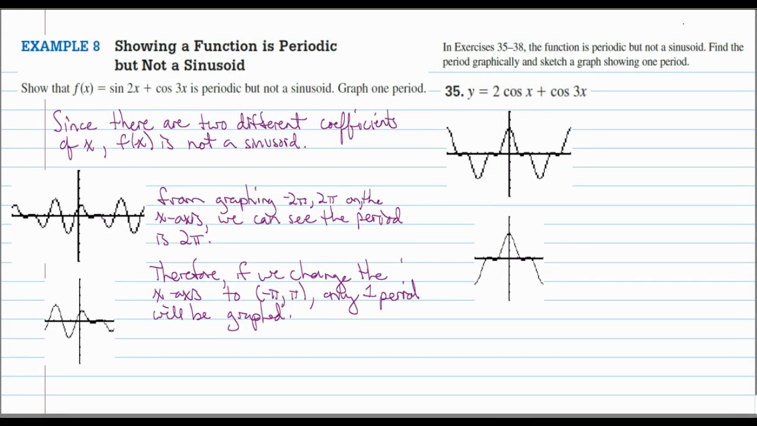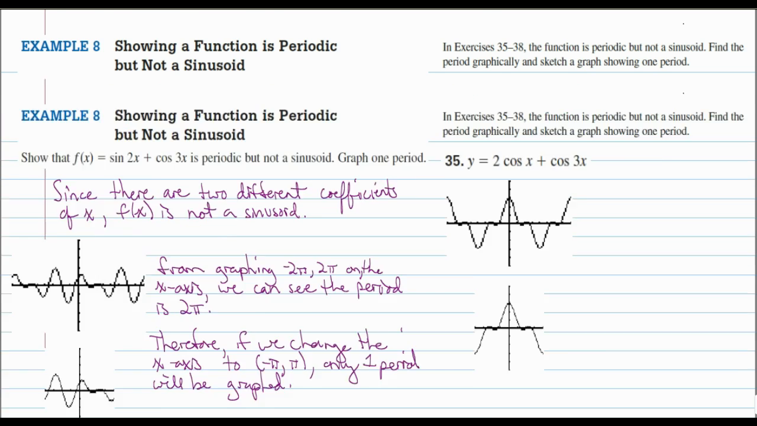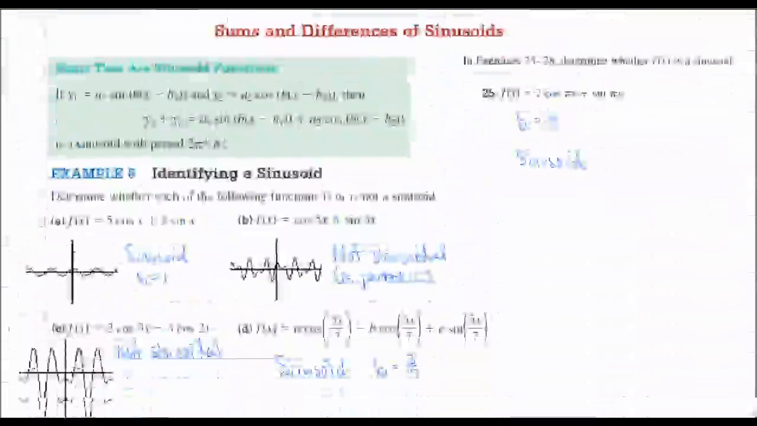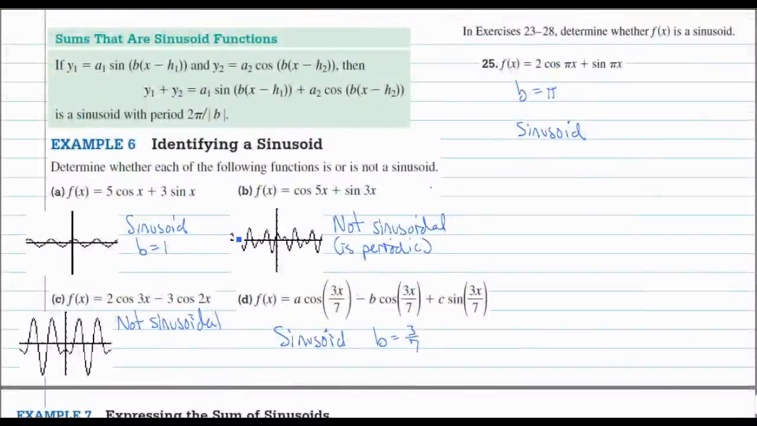This is the screencast for section 4.6, example 8. In example 6, actually, we talked about sinusoids and how to show whether a function is a sinusoid or not. And then there was an example where I stated that it was periodic but not a sinusoid. I'm just going to skim back to that really quick to show you what I'm talking about. So this function right here is periodic, but it is not a sinusoid because the two b values were different.